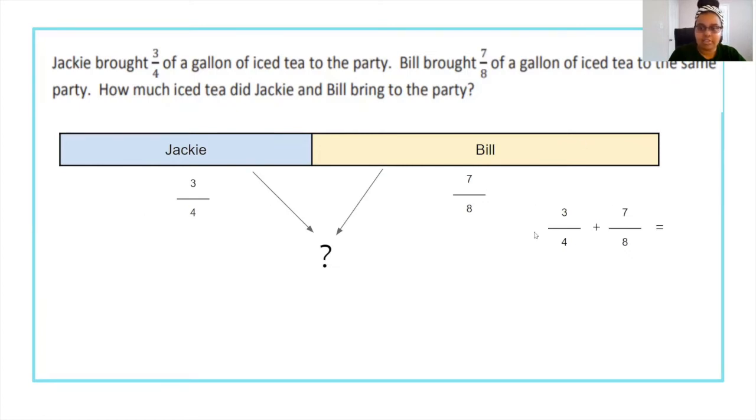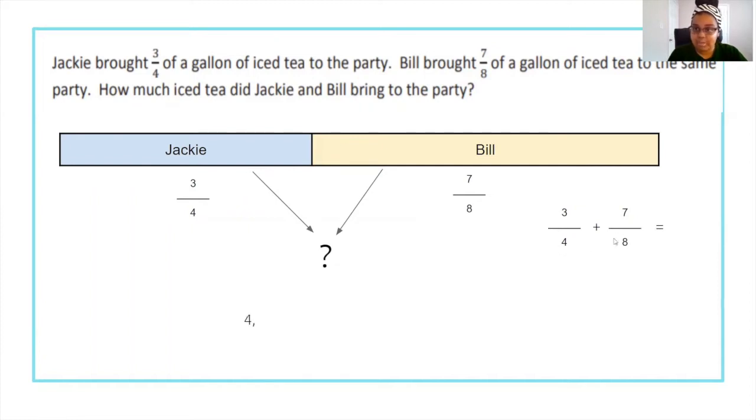Now, when looking at 3/4 plus 7/8, again, I can't just add straight across because my denominators are not the same. I need to make it so that I have common denominators so I can add these fractions together. And to do that, again, we need to find the least common multiple so we know what to turn these denominators into. What's the least common denominator that these fractions could have? So I need to find my least common multiple of both 4 and 8.